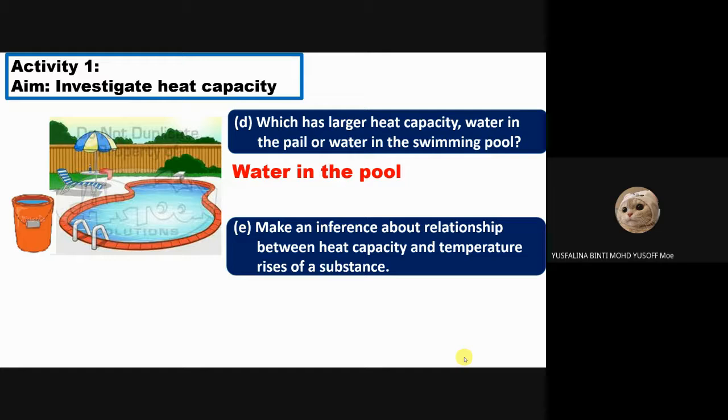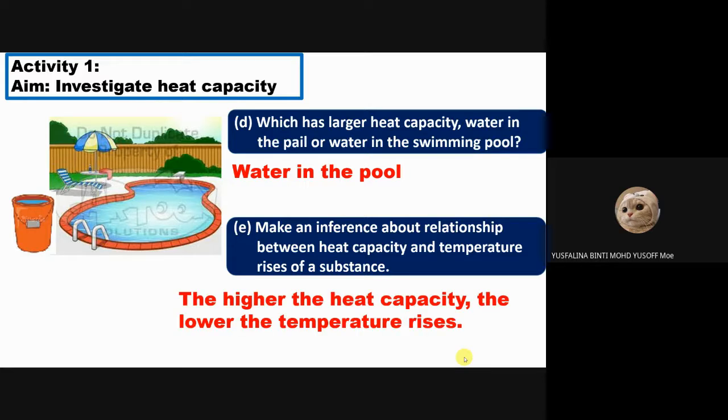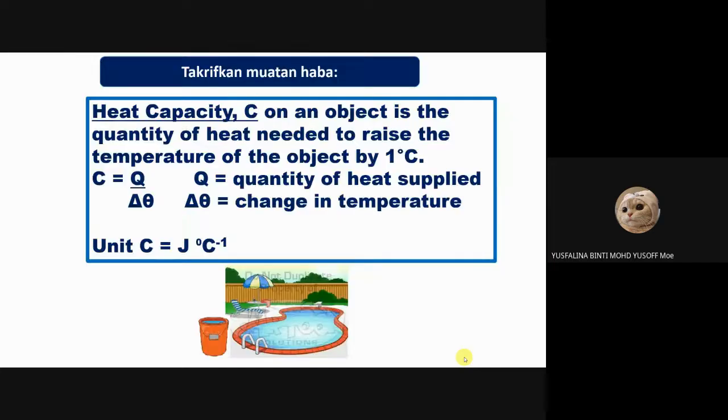Make an inference about the relationship between heat capacity and the temperature rise of a substance. The higher the heat capacity, the lower the temperature rise. As we compare the water in the pool and the water in the pail, the water in the pail heats up faster, so its heat capacity is lower. The water in the pool takes some time to be heated, so it has the larger heat capacity.